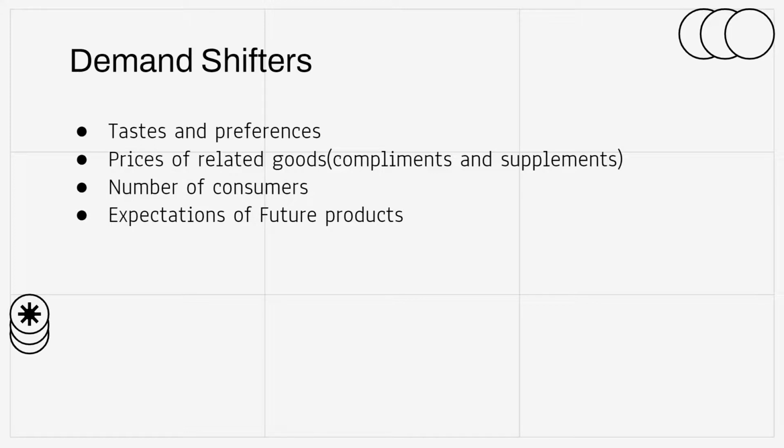The number of consumers: if there are more consumers demanding something, the demand increases. The expectations of future products. This is easy to understand. Going back to my water bottle example, if I think today it's 50 cents, but tomorrow it'll go down to 25 cents, I'm obviously going to wait for tomorrow. So the demand today goes down. However, tomorrow, if people expect the price to go down, the demand for tomorrow will go up.